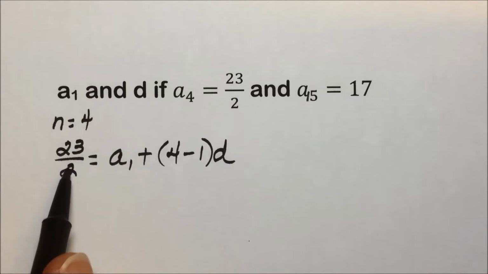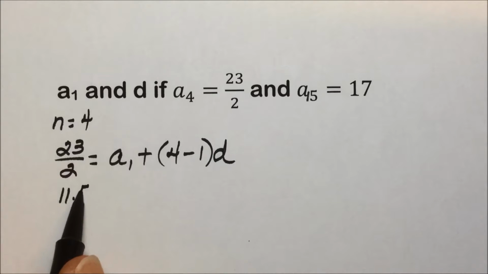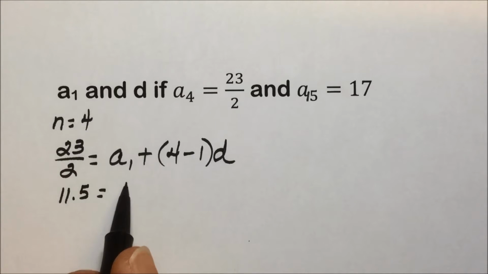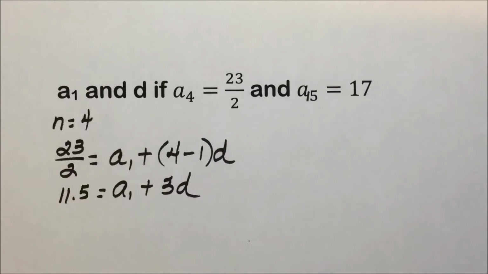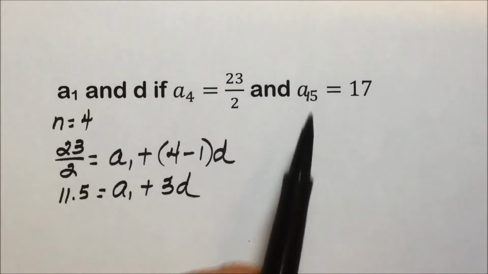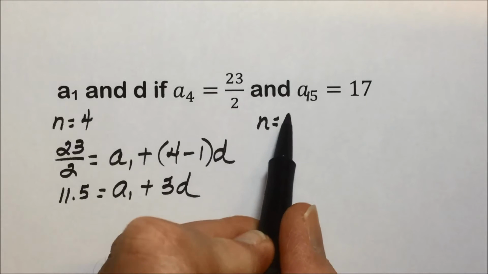Simplifying this, instead of working with the fraction, we can do a division. That gives us 11.5 for a decimal equivalency. a1, 4 minus 1 is 3d. We have one equation with two unknowns. To solve an equation with two unknowns, we have to have two equations. So let's look at the other piece of information.